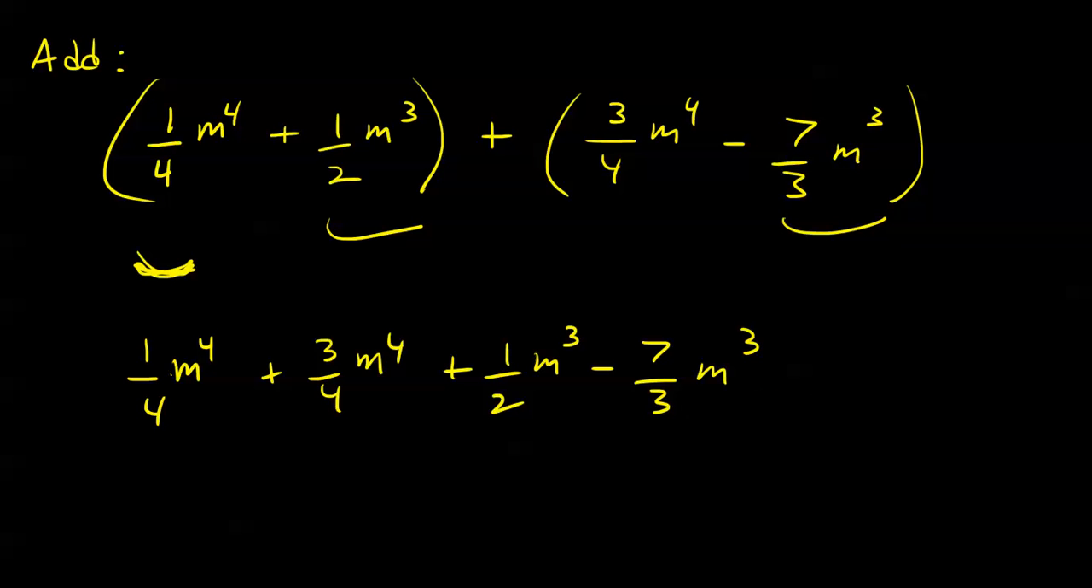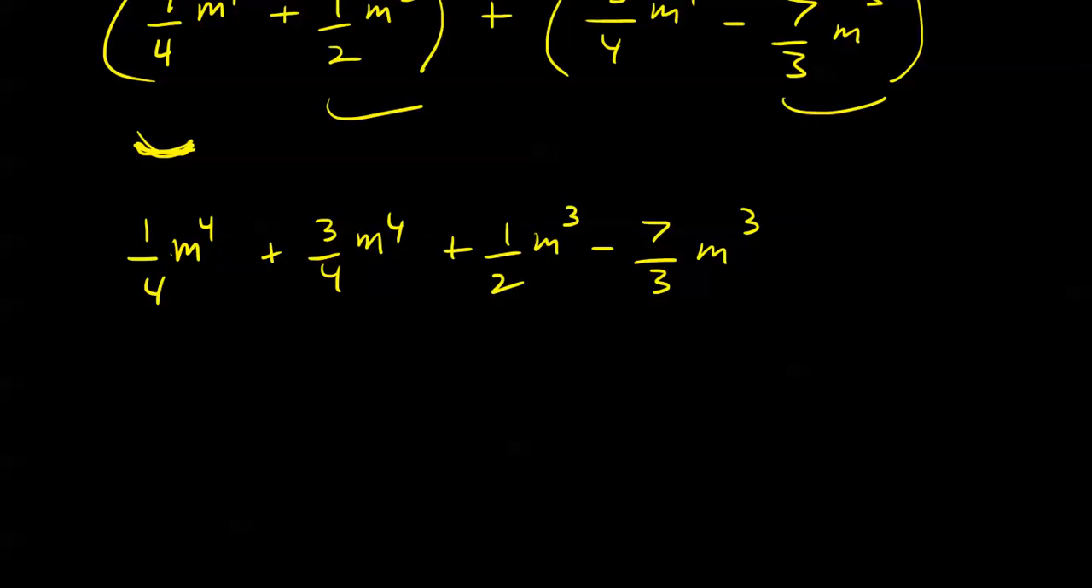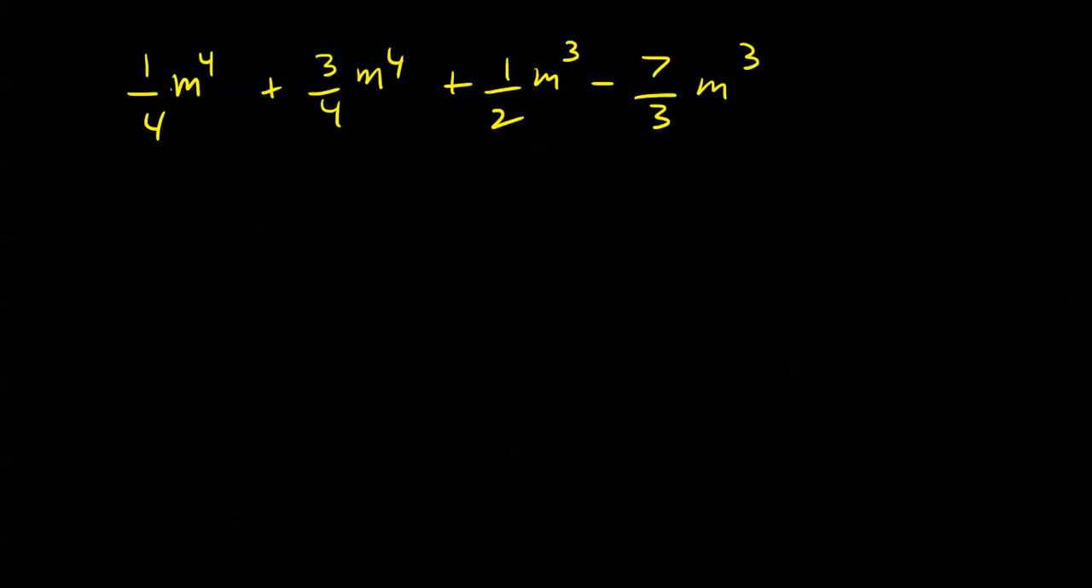Okay. Now, once you've identified like terms, of course, we can just add or subtract the coefficients as indicated and keep the variable portion. Well, 1/4 plus 3/4 is 4/4. Well, that's just 1. So adding these two like terms, I get 1m to the 4th, which is just m to the 4th simply. Similarly here, adding the m cubed terms, I get 1/2 minus 7/3.